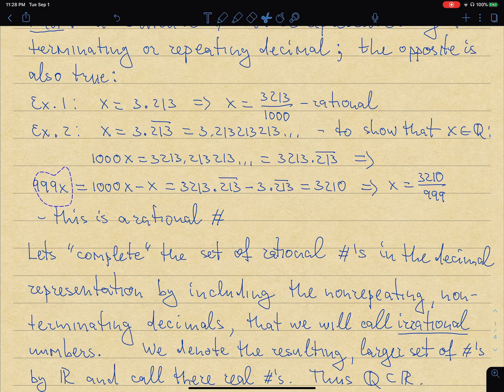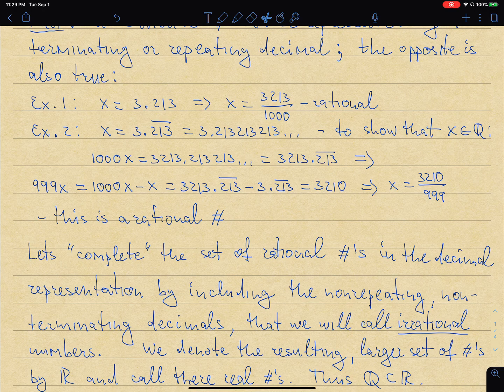Well, if I take 1000x and subtract x from it, that of course is 999x on one hand, but on the other hand it is 3213.213 period minus 3.213 period. Then the decimal part will go away, and you just have a difference between two integers, which will give you 3210. Therefore x is the ratio of 3210 over 999, which I get by solving this equation here. So that's a rational number. And you can imagine that given any repeating decimal, the same procedure as in example 2 will always demonstrate that that number is a rational number.